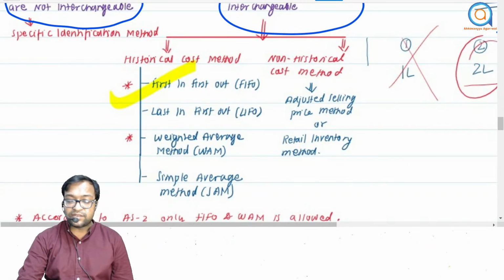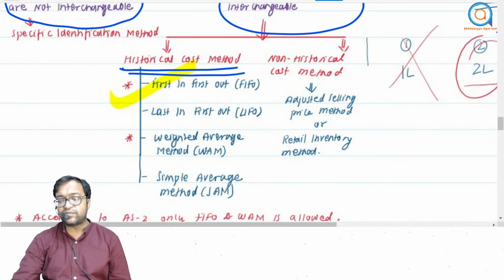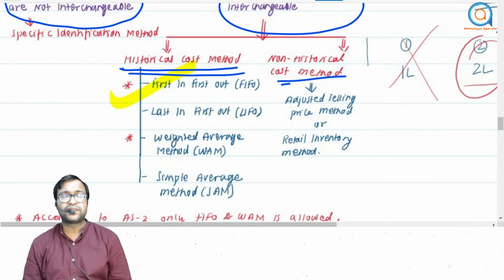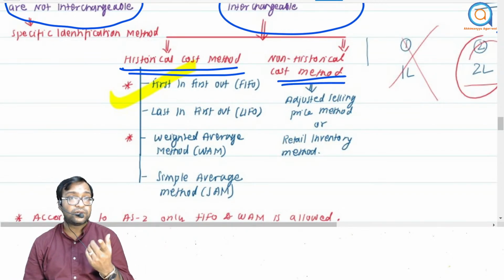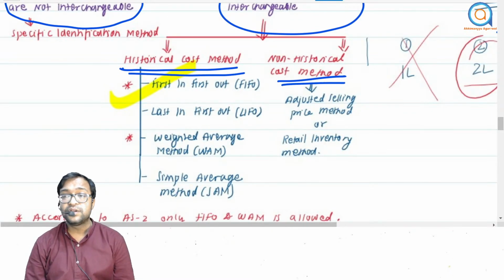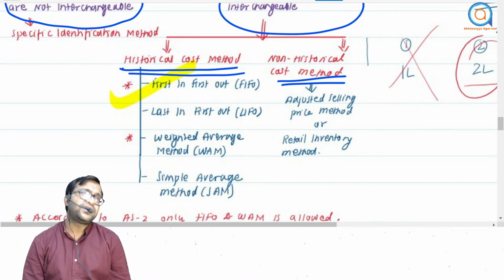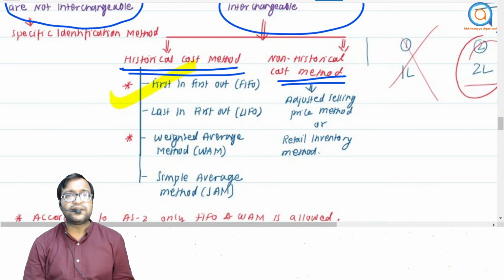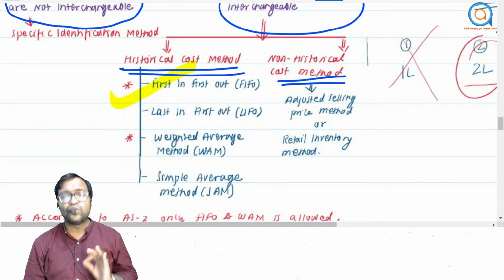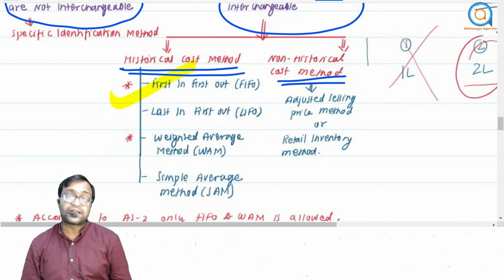Now, first classification is historical cost method and non-historical cost method. In historical cost method, you should learn four methods. One is FIFO, first in first out. One is LIFO, last in first out. One is weighted average method and one is simple average method. But out of these four methods, as per AS 2, Accounting Standard 2, only two methods can be used in practical life: FIFO and weighted average method.